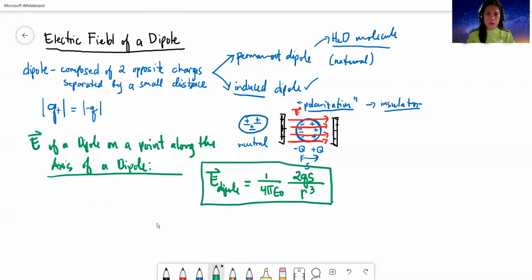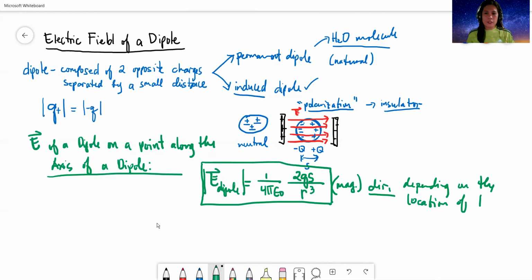This will give you the magnitude, right? This will give you the magnitude only. So I'd have to put here the magnitude. And then the direction will still be either up or down, left or right, or a certain angle. No? So the direction will have to be determined depending on the location of the point of evaluation. Ayan, that's for the direction.